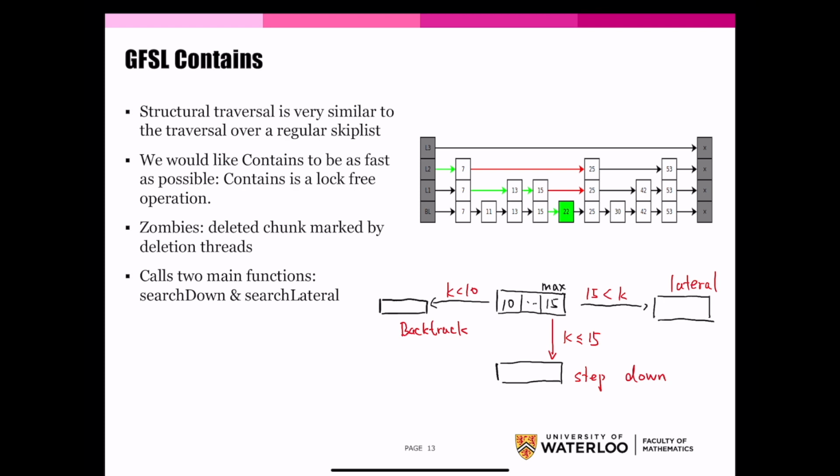Here we have an example. Look at this chunk. If the key we are searching for is greater than the maximum node 15, then we do a lateral traversal. If the key is less than the smallest node 10, then we do a backtrack to the previous node. If the key is between 10 and 15, then we do a step-down traversal.